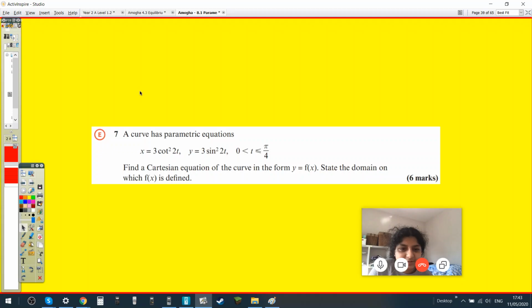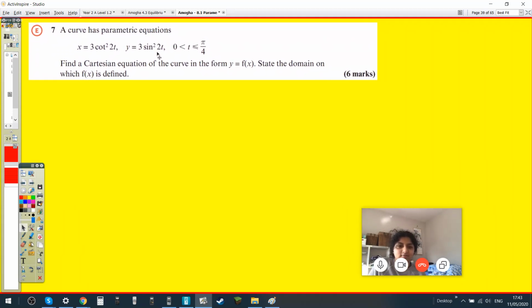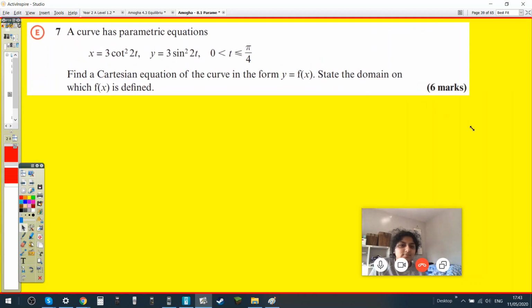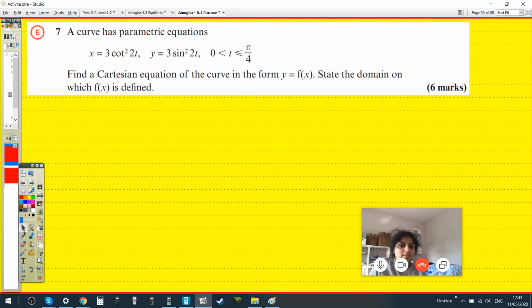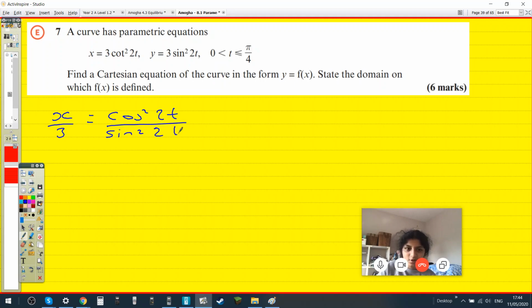Let's see. This is a mixture of cot and sine. Oh wow, this might be similar to the tricky one from before. Let's try to do this. So x is equal to 3 cos squared 2t over sine squared 2t. And then you have, oh, that's easy. That's really easy. This one's easy. Because y is equal to 3 sine squared 2t. Oh, you shouldn't do x.